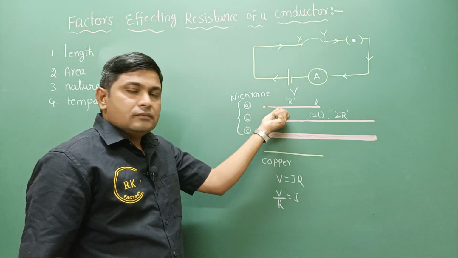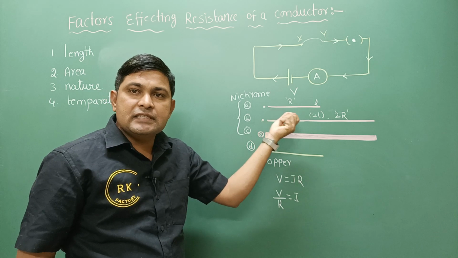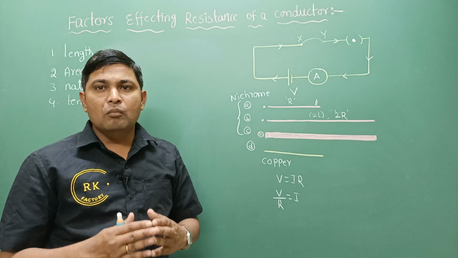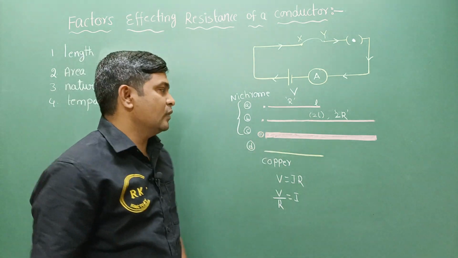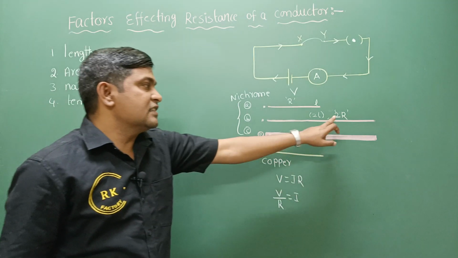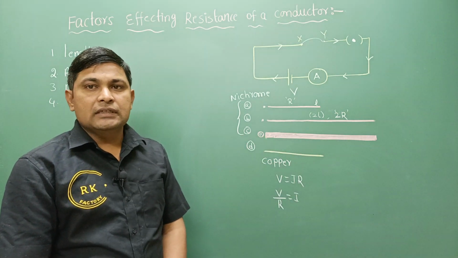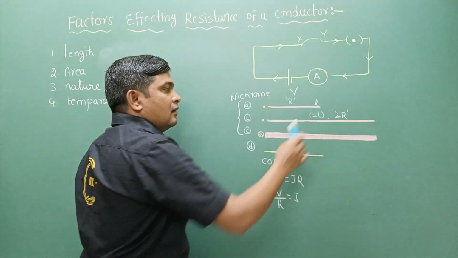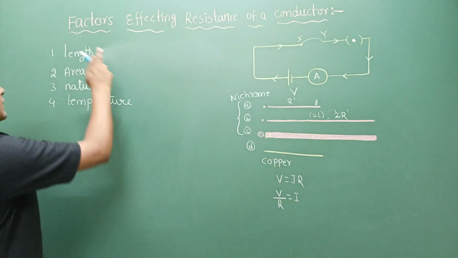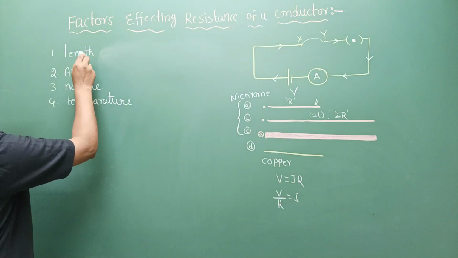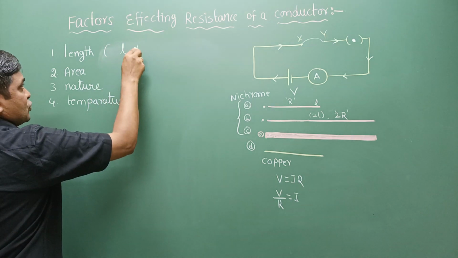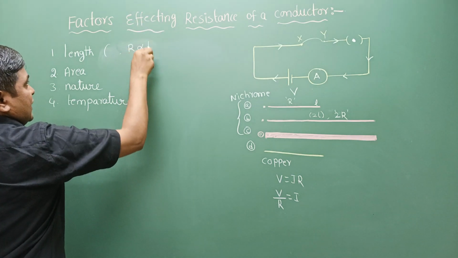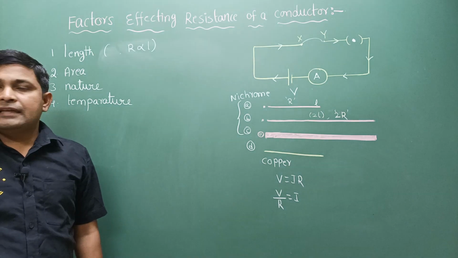Similarly here, as length increases, resistance increases, because the lattice ions, the fixed ions, are going to be more, that is increasing. That's why whenever length is doubled, the resistance is going to be doubled. Whenever you observe the current, you can understand that relation. That's why among the factors affecting resistance of a conductor, R is directly proportional to L. Based on length you can say that it is directly proportional.